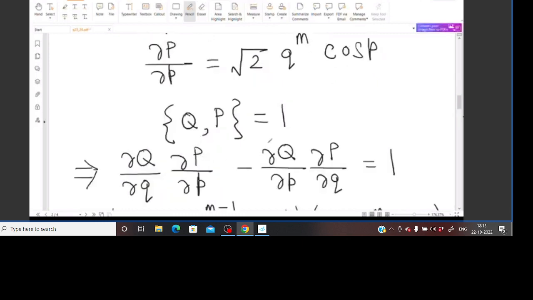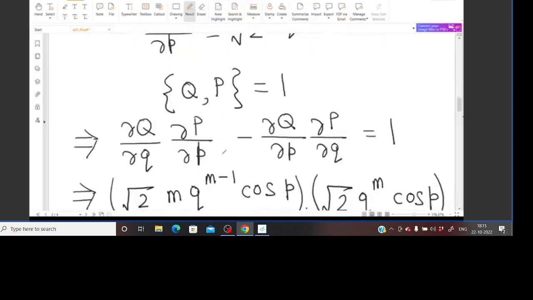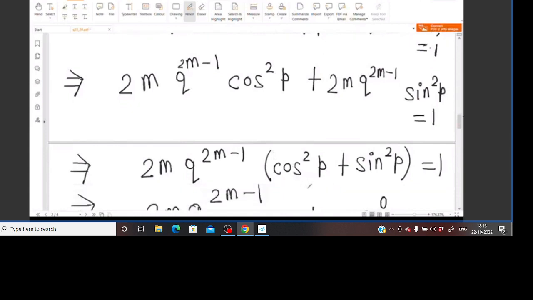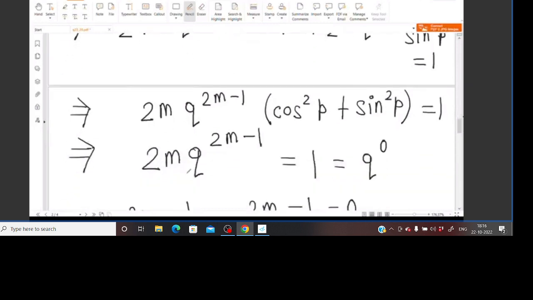In this equation, we put the values of these quantities. After some simplification, we obtain that 2m into small q to the power 2m minus 1 into cos square small p plus 2m into small q to the power 2m minus 1 into sin square small p is equal to 1. Now cos square small p plus sin square small p is equal to 1. So we have 2m into q to the power 2m minus 1 is equal to 1.